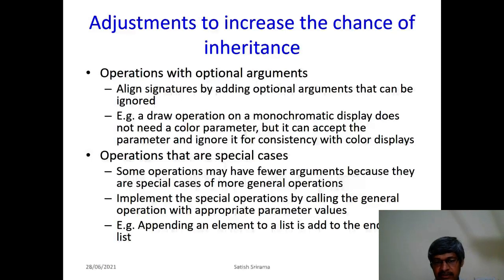So these two operations, appending is actually a special case. And since it is a special case, you have fewer arguments because the index is the one you are not putting in. In such cases, you implement the special operation by calling the general operation with this additional parameter value. That's all. That way you are adjusting these operations, so that eventually you can drag them into the inheritance hierarchy.